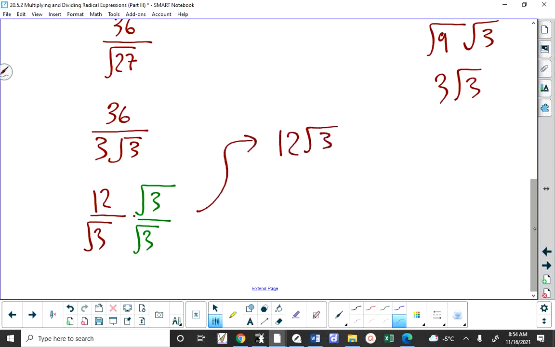So we're going to multiply top and bottom by root 3 and get 12 root 3 over root 3 times root 3, which is 3. And look at that, we can divide again. Now you can take that 12 divided by the 3, that's also a coefficient, and you end up with 4 root 3.